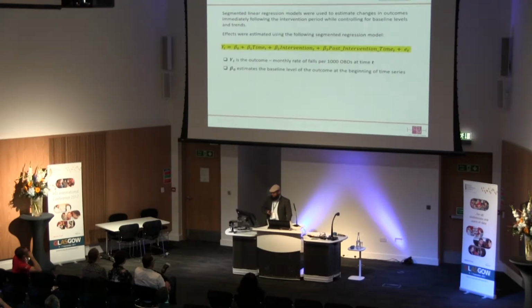And so this is the regression model where YT is the outcome, which is the monthly rate of falls. B0 estimates the baseline level of the outcome at the beginning of the time series. B1 estimates the pre-intervention trend. B2 represents the change in level immediately after the intervention. Beta 3 represents the change in slope post-intervention, and ET is the random variation at time t, not explained by the model. And it will become a little bit clearer in the next slide, or when I show the actual results.